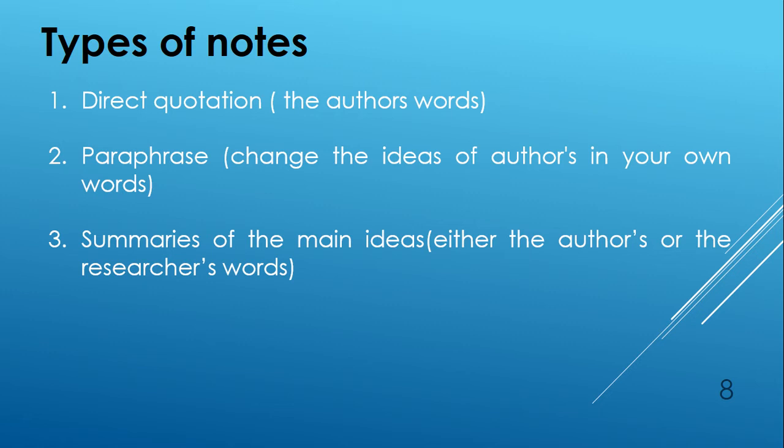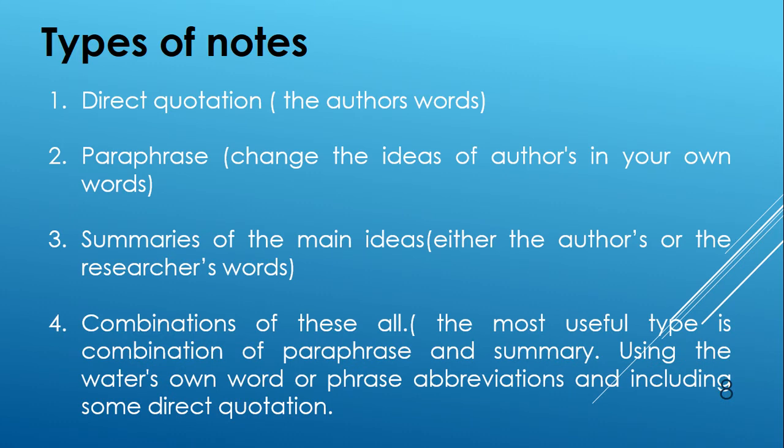The next one is the summary of the main ideas, either the author's idea or the researcher's words. We can use the summary of the ideas in order to be free of plagiarism. The next one is the combination of all these. The most useful type is a combination of paraphrase, summary, and others, using the writer's own words or phrases, abbreviations, and including some direct quotation. It means we can do direct quotation, indirect quotation, and summary of the main points, and when we bring all these together, that's called the combination.